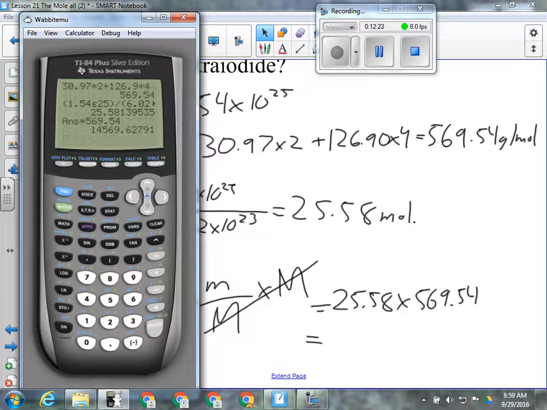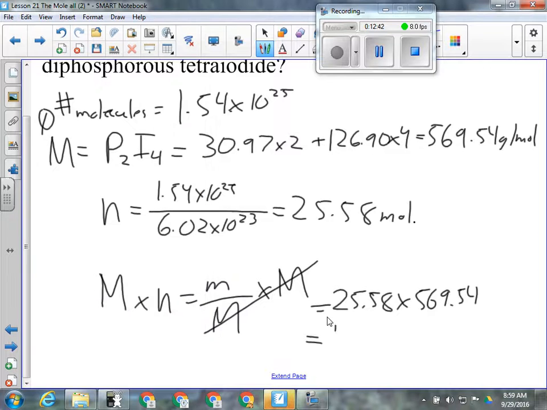All right, so I have 14,569.63 grams. In other words, 14.5 kilos of this stuff. No, you should go to 2 decimal places. Yeah, show it all. Okay, so we would have 1, 4, 5, 6, 9, 0.63 grams.